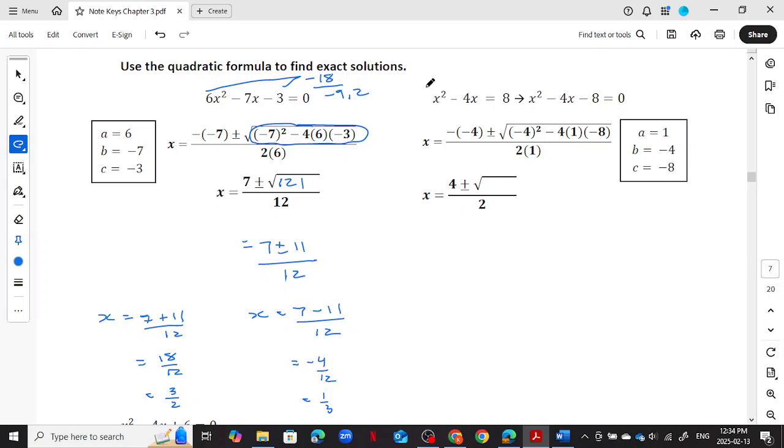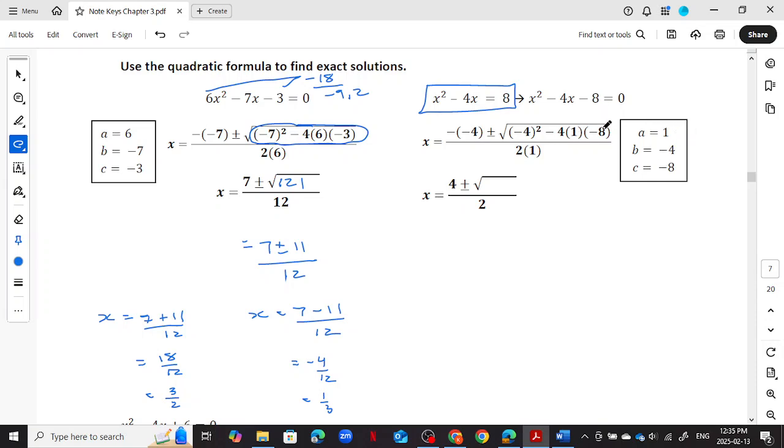All right, what about this one? For this one, the first thing I did is I just wanted to show you that sometimes the equations aren't written in that standard form first. So this had x squared minus 4x equals 8. The first thing I have to do to use the quadratic formula is subtract 8 from both sides to get x squared minus 4x minus 8 is equal to 0. Then my a value is 1, my b value is negative 4, and my c value is negative 8.